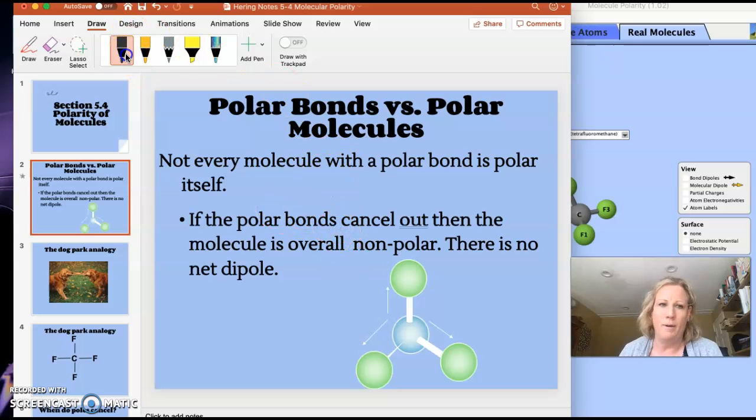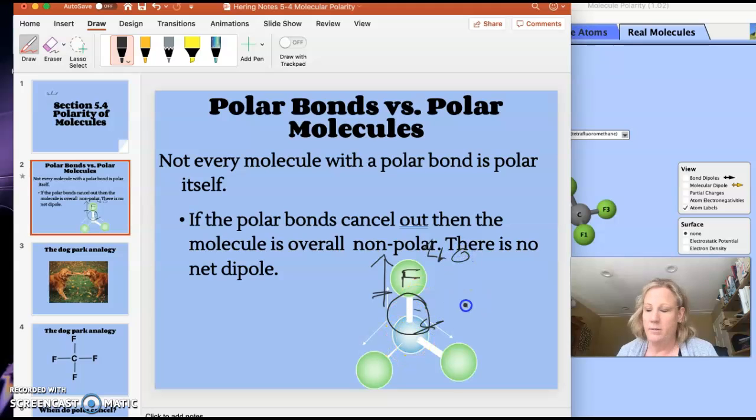If you remember, dipoles are when there's a difference in electronegativity of 0.5 to 2.0. If this is, let's say, fluorine with an electronegativity of 4.0, and this is carbon, which is 2.5, there's a 1.5 difference, and I'm going to point that dipole towards the fluorine. What I'm drawing right now are bond polarity, or bond dipoles.